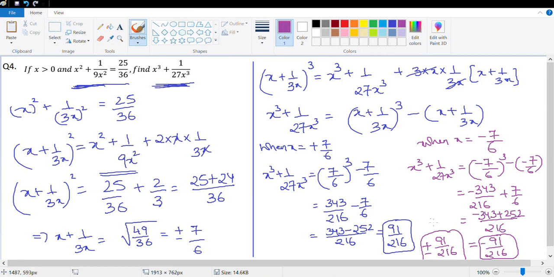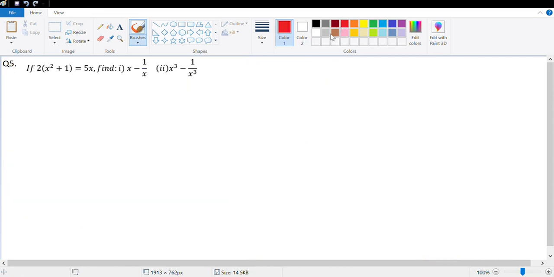Next question I'll solve where I will not do it separately, one value separate, the other value separate. I would try and do it in one step itself. Good, let's look at the next one. The next one we are doing is question number 5.